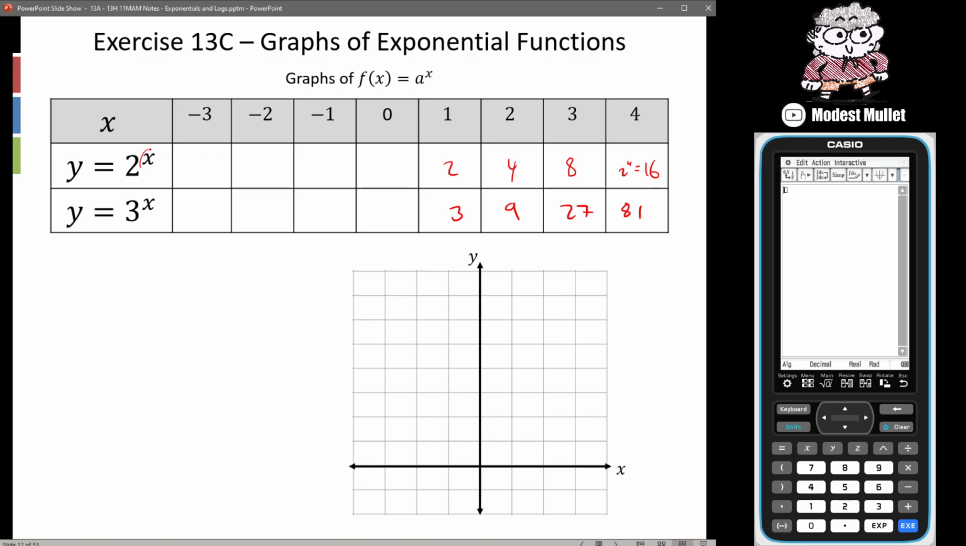So when x is 0, our power is 0. This is where we need to use the zero power law. Whenever the power becomes 0, well, then the whole thing just becomes 1. So both of those are 1.